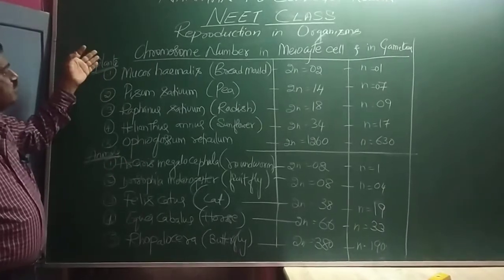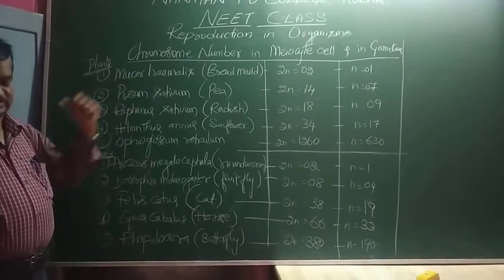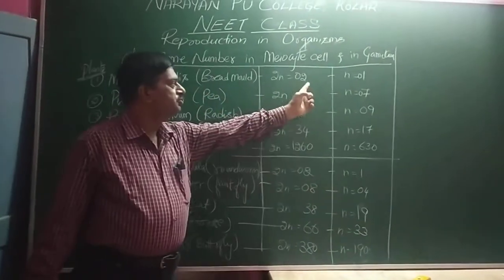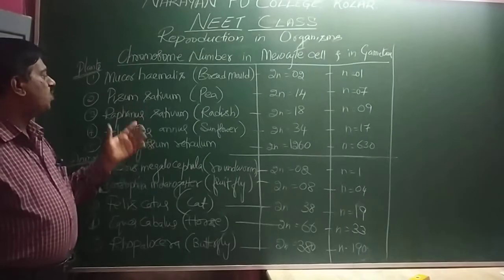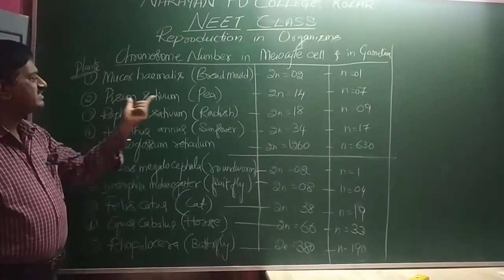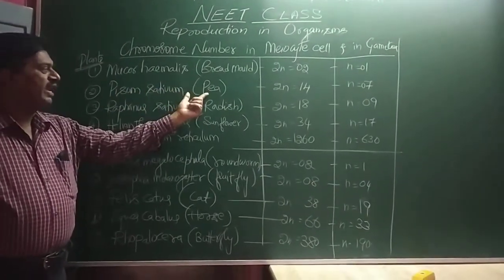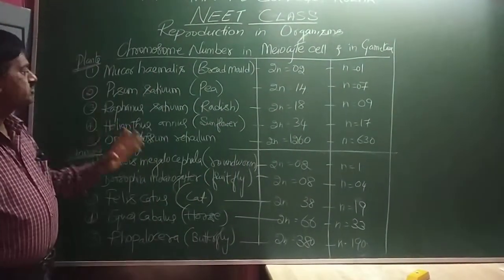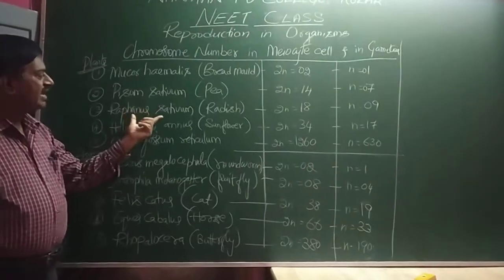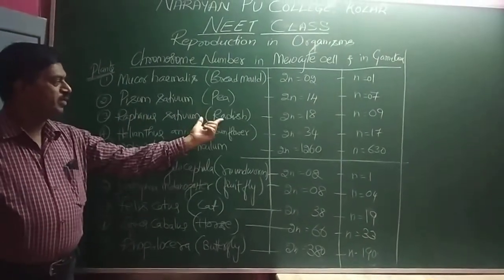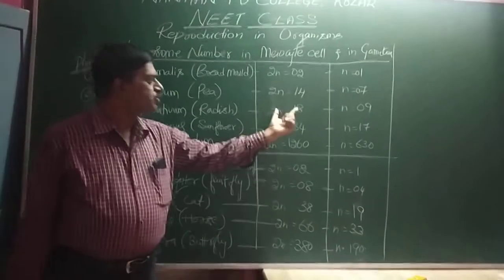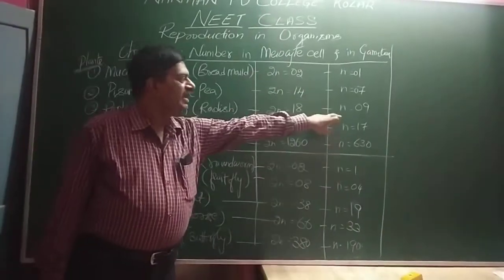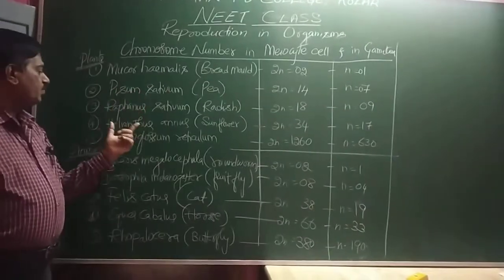One of the examples in plants, Mucor himalis, the bread mould, has 2n equal to 2 and n equal to 1. The second example, Pisum sativum, the pea plant, has 2n equal to 14 and n equal to 7. Next, Raphanus sativus, commonly called radish, has meiocyte chromosome number 2n equal to 18 and n equal to 9.